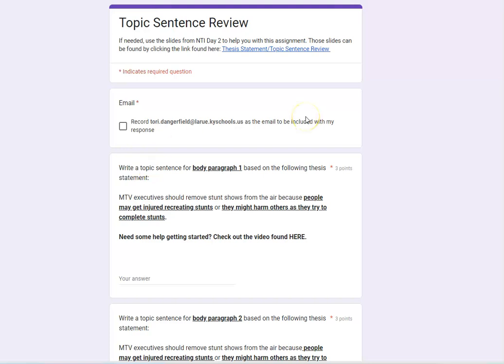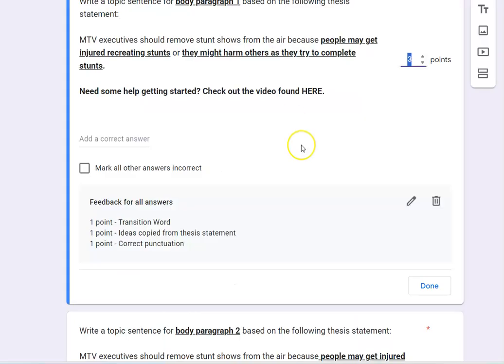Before we do, I did want to go ahead and let you know how this assignment is going to be graded today. This assignment is for a grade, so please make sure that you put your best effort forward as you're working on it. Each question is going to be worth 3 points, so it's going to be an 18-point assignment total altogether if you're interested in that. But the 3 things I'm going to be looking for each question are, number 1, a transition word.